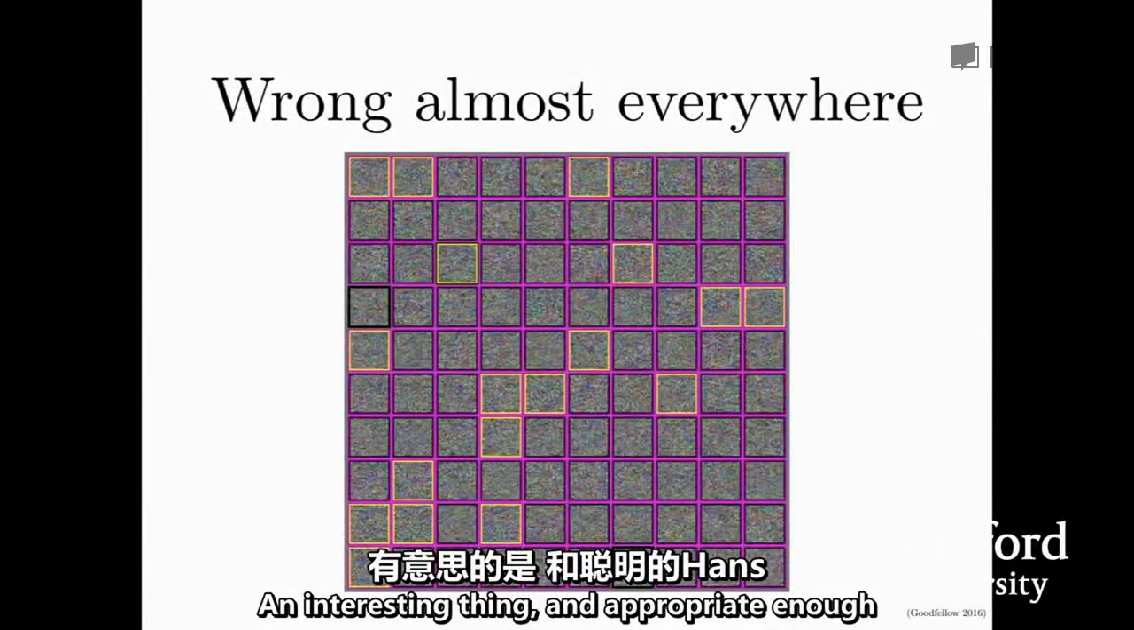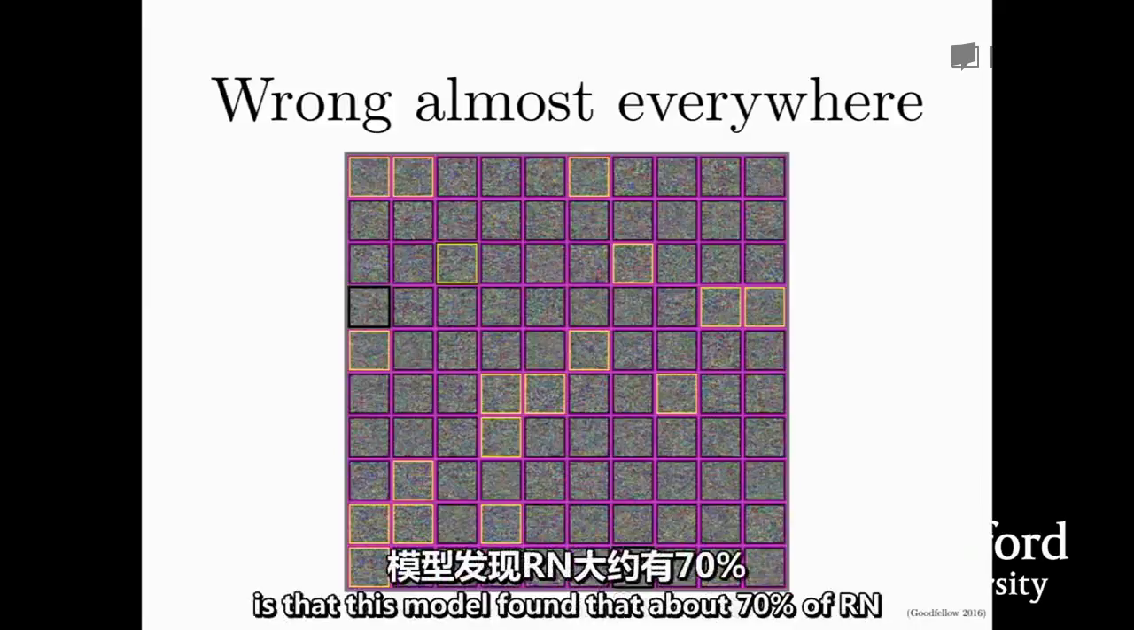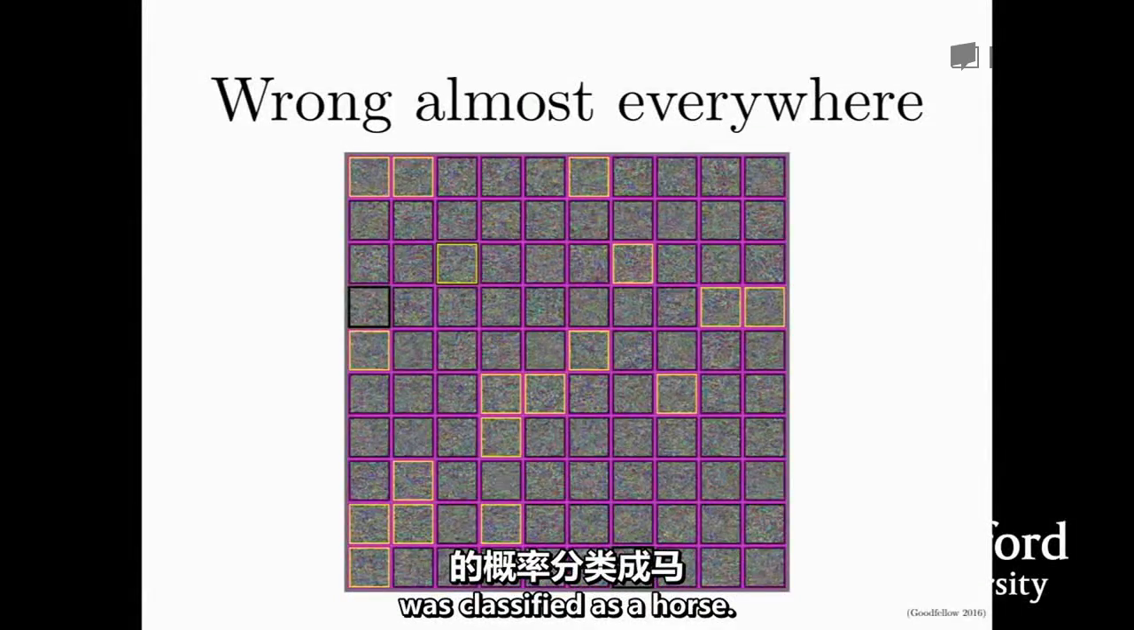An interesting thing, and appropriate enough given the story of Clever Hans, is that this model found that about 70% of R^n was classified as a horse.